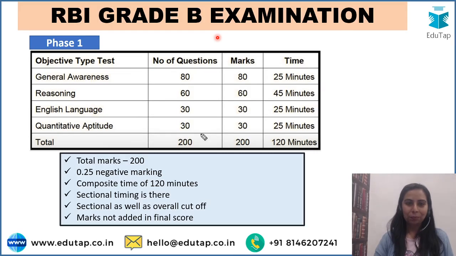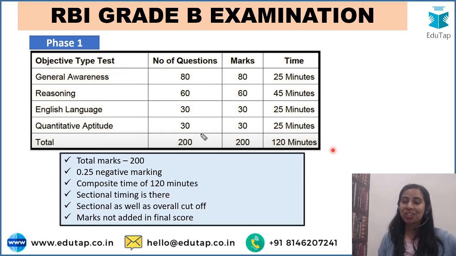So guys, phase 1 of this examination consists of objective type test, which has 4 subjects: general awareness, reasoning, English language, quantitative aptitude. The highest marks have been allocated to general awareness, 80 marks for 80 questions. In your phase 1 examination, there are 200 questions for 200 marks. The total timing is 120 minutes.